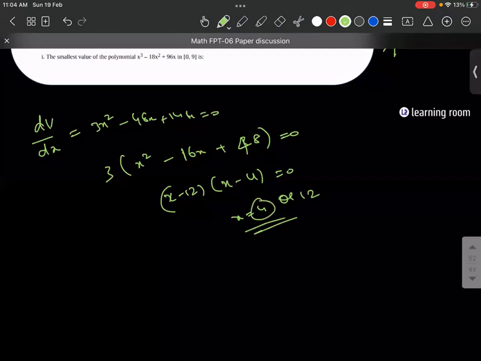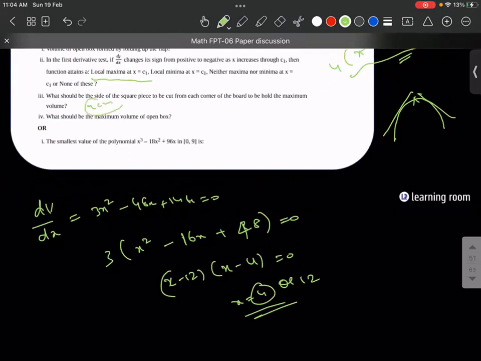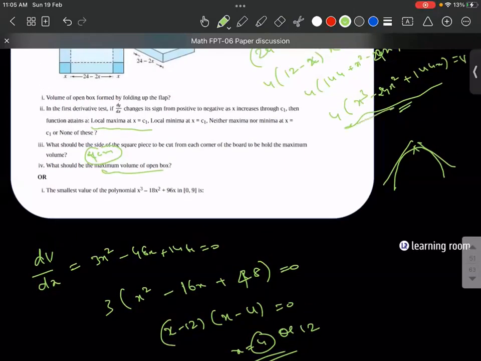Then 4 will be the value for which we'll get the maximum volume, and 12 will be the one for which you'll get the minimum volume. Because if you cut more length, then obviously the volume will become small. So answer will be 4 centimeter. What should be the maximum volume of the open box? So when you substitute x is equal to 4 here, the maximum volume comes out to be 1024 centimeter cube.